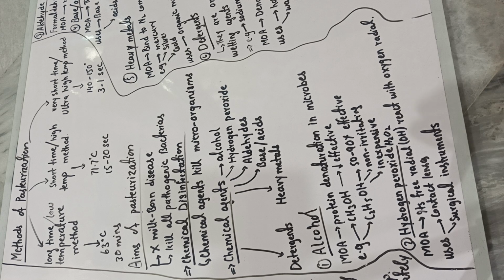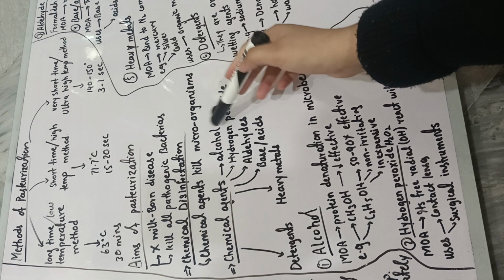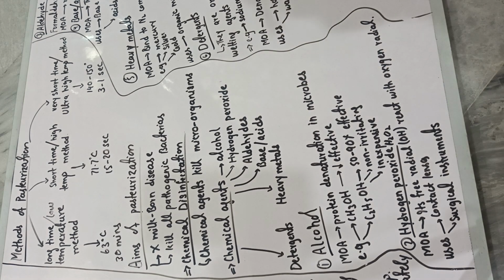It is used for the sterilization of contact lenses. You know, on contact lenses a large bacterial population can occur, and when you wear these contact lenses it will cause severe infections in your eye. Therefore a solution of hydrogen peroxide is used to kill all the microbes which are present on the contact lens as well as on surgical instruments. So now we have discussed the first two chemical agents. Now we move toward the third chemical agent.